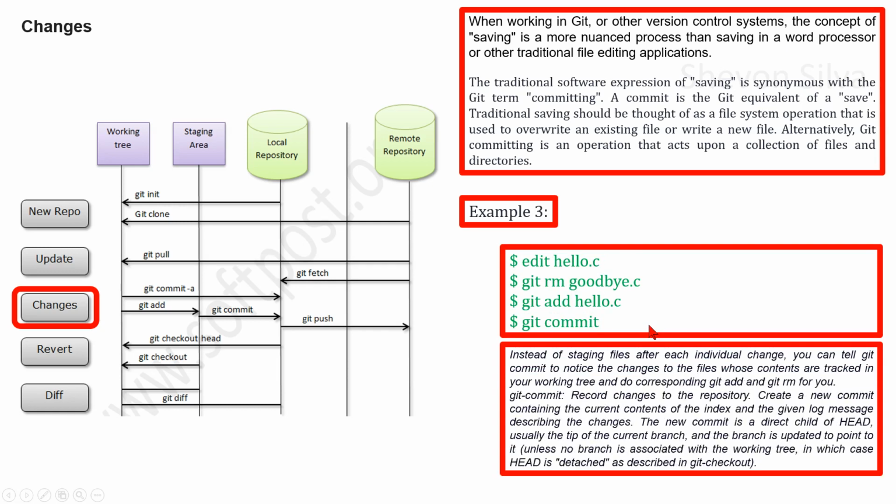As an example 3, we can consider this. Instead of staging files after each individual change, you can tell git commit to notice the changes to the files whose contents are tracked in your working tree, and do the corresponding git add and git rm for you.